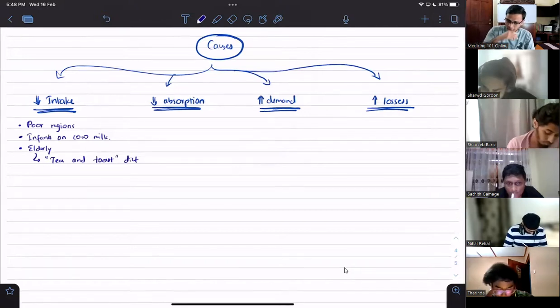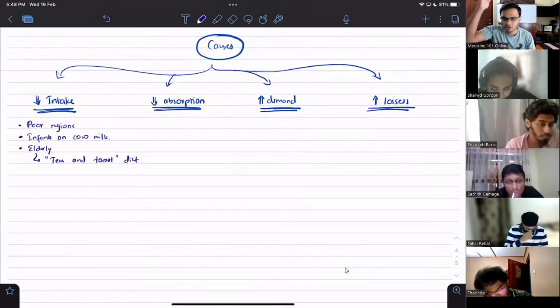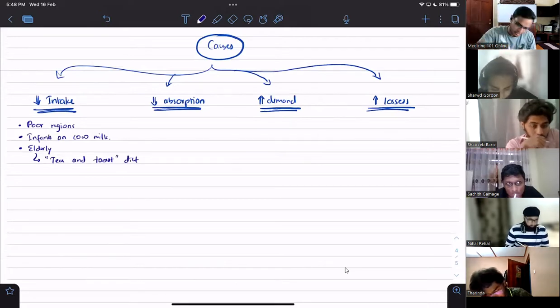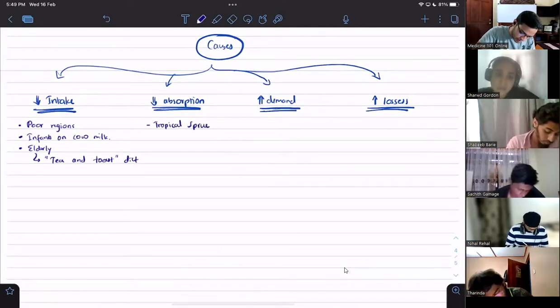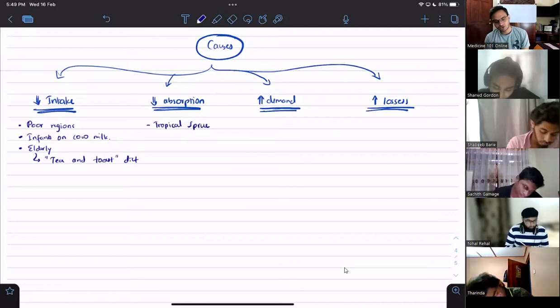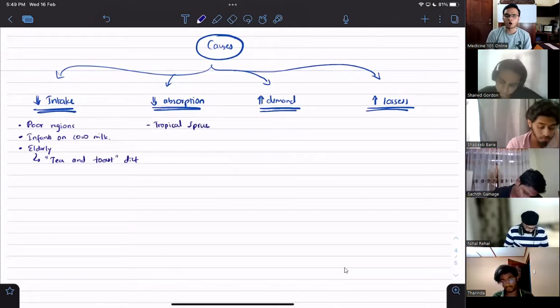Then reduced absorption, guys. Again, we talked about all of those phytates, tannates. All of those food materials, you can put in this section. Some things we didn't discuss, guys: a disease called tropical sprue. What is this tropical sprue? It is a gastrointestinal disturbance. Here, the causes are unknown.